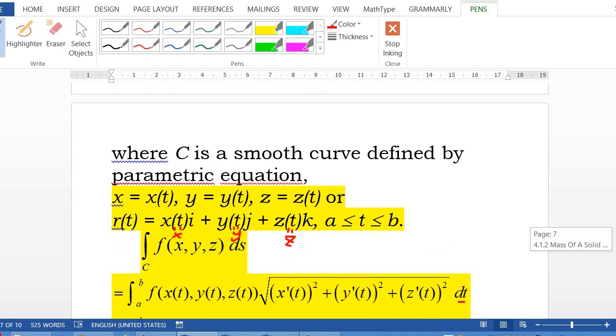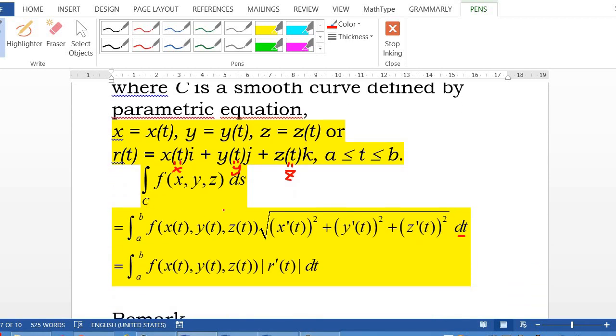The curve C may be given in the parametric equations x equals x(t), y equals y(t), z equals z(t), or in the vector-valued function r(t) equals x(t)i plus y(t)j plus z(t)k, where t is in the interval a to b. Then to evaluate the line integral of scalar field, you replace all the x, y, z with their parametric equations x(t), y(t), z(t). ds is actually the square root of (dx/dt) squared plus (dy/dt) squared plus (dz/dt) squared, dt. So integrate everything in terms of t with respect to dt from a to b.